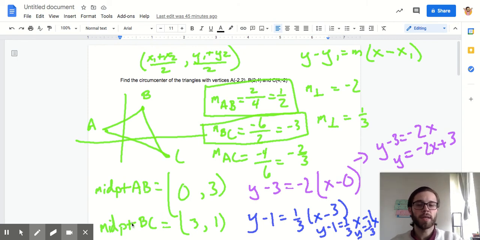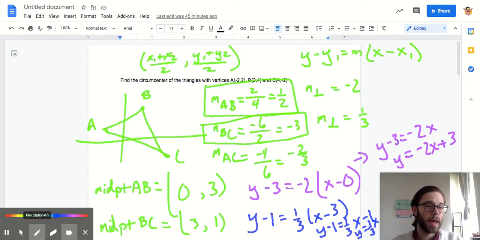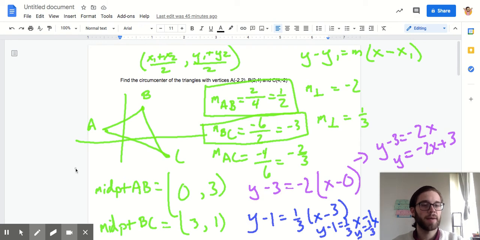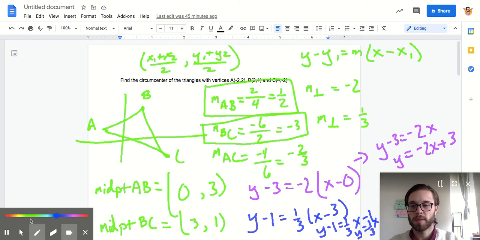So now I'm going to need to find the point of intersection. To do that, you can use any sort of method that you would like. You can graph them and find the point of intersection using the graphing method. You can use elimination. I think this one lends itself really well to using substitution because they're both in the form y equals something. So in this case, it's y equals 1/3 x, y equals negative 2x plus 3, right? So when I set them equal to each other, I would have 1/3 x equals negative 2x plus 3.